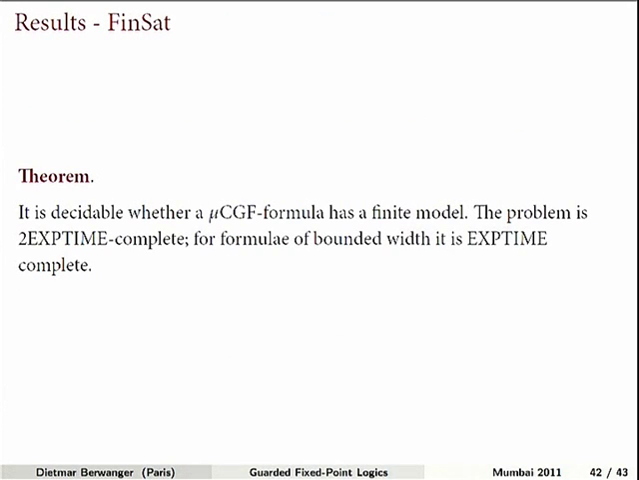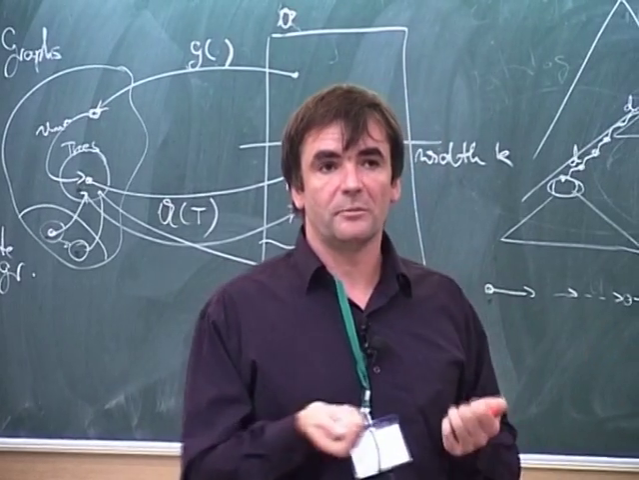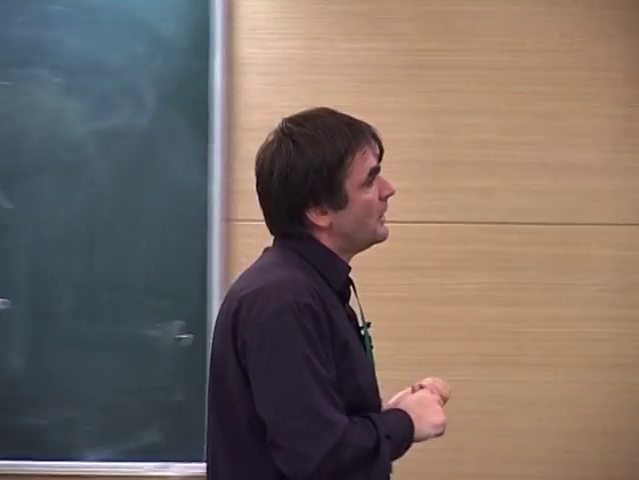We will not only get a model, but also a quite small model. It's a model of exponential size, or double exponential, I think, in the case of unbounded width. So this is the end of the story for finite satisfiability. We can decide satisfiability and finite satisfiability for the clique guarded fragment with the same complexity as for the fragment without fixed points. So we get the recursion mechanism for free, and this is something very nice.